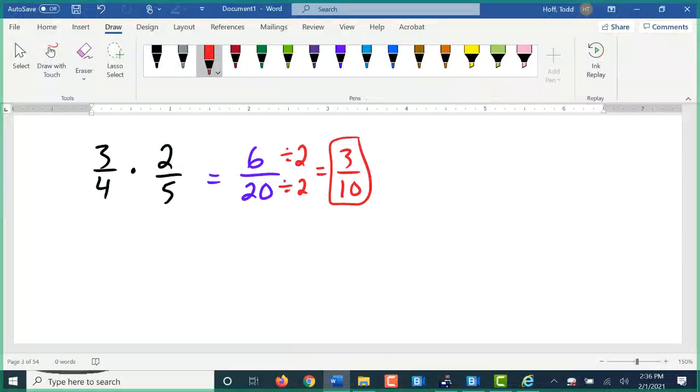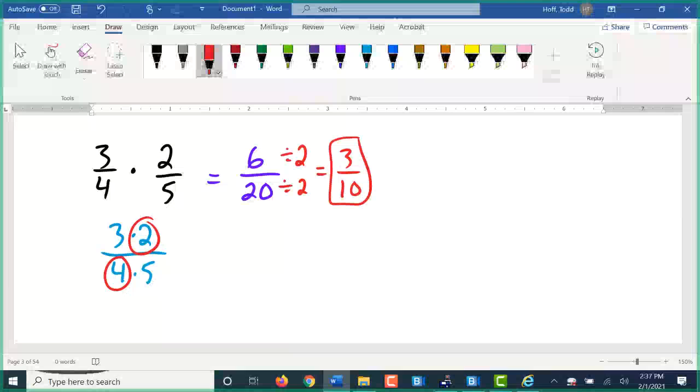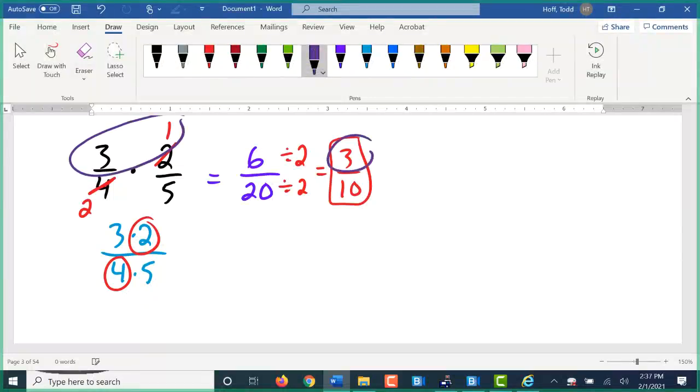Others might be wondering, what's cross canceling? Look at it, the numerator is just going to become 3 times 2. The denominator is going to become 4 times 5. You see that both the 4 and the 2 could be divided by 2, so we could reduce before we multiply. 4 divided by 2 is 2, 2 divided by 2 is 1. Now we see 3 times 1 is 3, 2 times 5 is 10. We reduced before we multiplied.